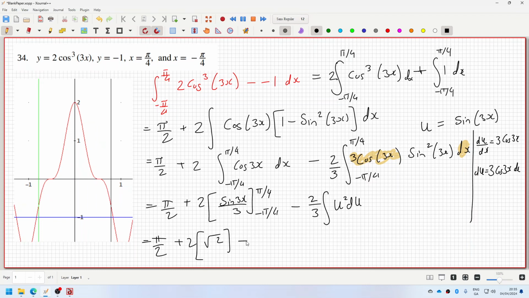Okay, and then this would be minus 2/3 u cubed, which is sine cubed, u cubed over 3. That becomes u cubed over 3 with the limits minus pi over 4 and pi over 4. So that would be pi over 2 plus 2 root 2 minus 2 ninths if I want to take the 3 out.